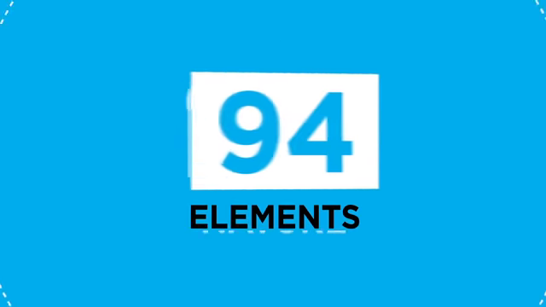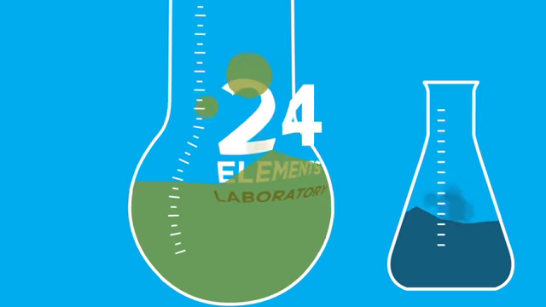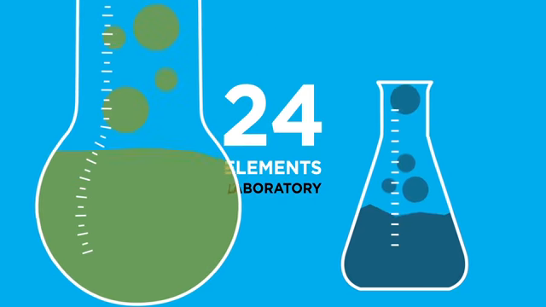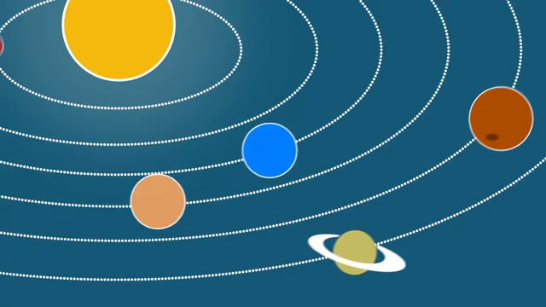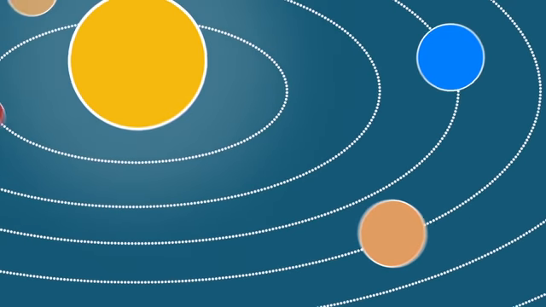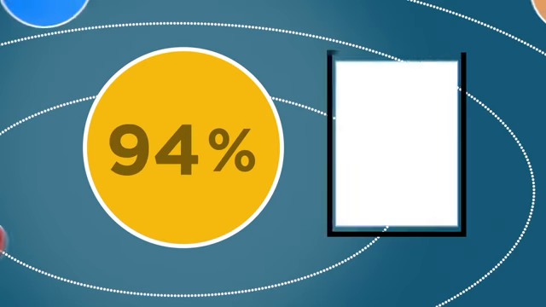94 of these elements can be found in nature, and the rest were obtained in laboratories. 118 elements may seem too little for an entire universe, but it's not. Let's see. In stars like the Sun, 94% of all the atoms are hydrogen.